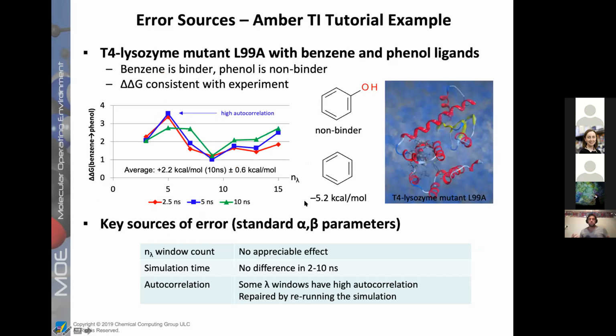So when you bring this to a macroscopic world, let's say, where you have a full protein system, here the T4 lysozyme example from the AMBER website, where the phenol ligand is a non-binder and the benzene ligand is a binder. When you look at the relative binding energy between the two, even if we increase the number of lambda windows, we can never stabilize this relative energy of binding, even if you extend the simulation length of each lambda window up to 10 nanoseconds. So there is a clear problem in the soft Coulomb potential.